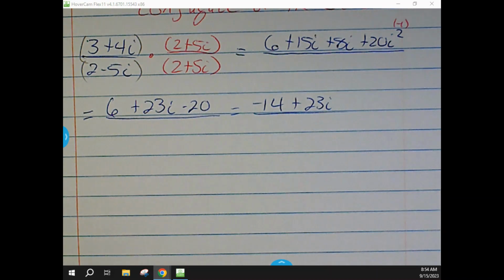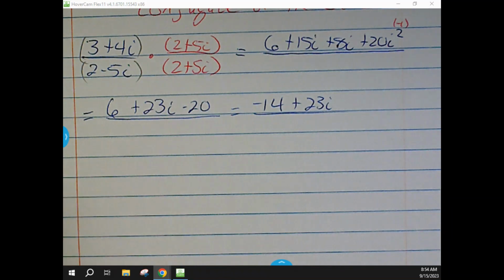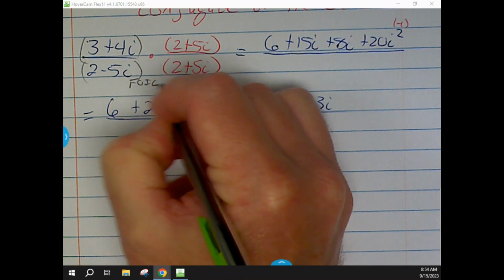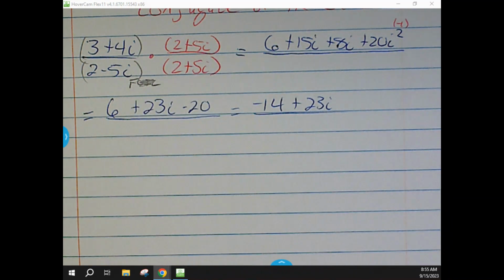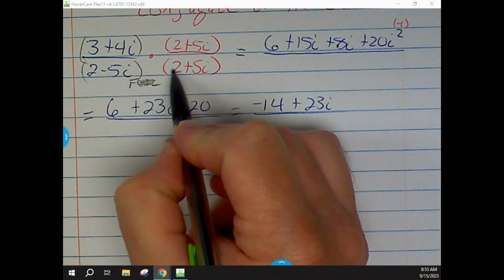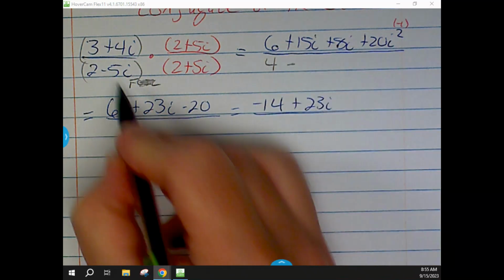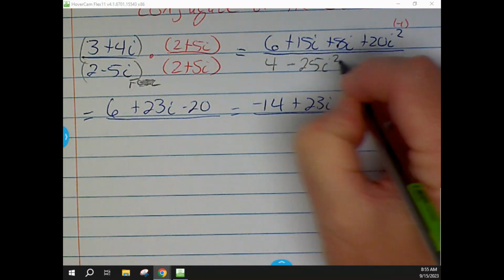All right, but here's the thing. When you're doing the denominator, you always will get a shortcut, because what we were saying yesterday is that if we multiply something by its conjugate, then if we were going to do the full method on the bottom, as long as these are conjugates, the middle terms with the i's just cancel each other out. So the shortcut is it's going to be 2 times 2, which is 4, and then minus 5 times 5, which would be 25 i squared.